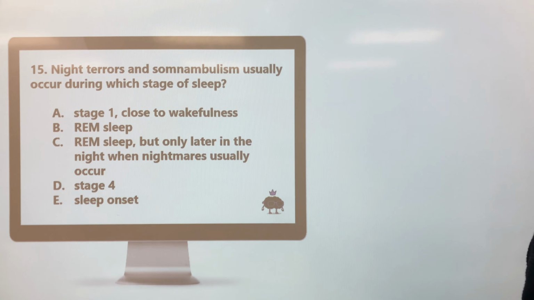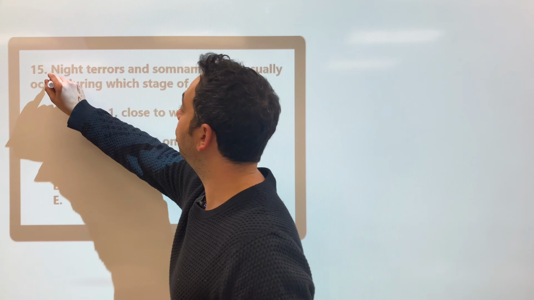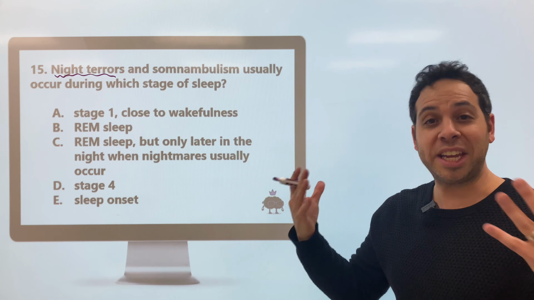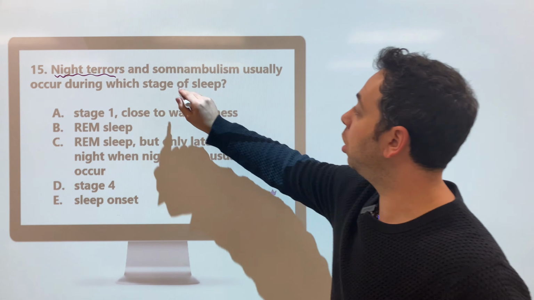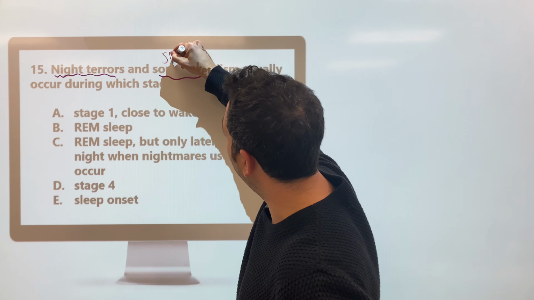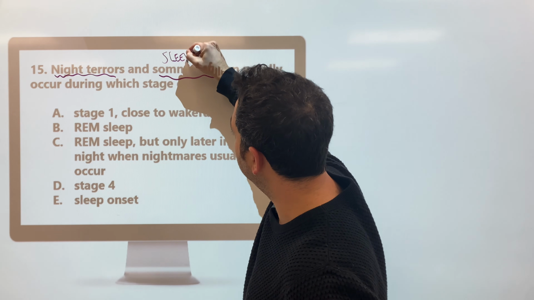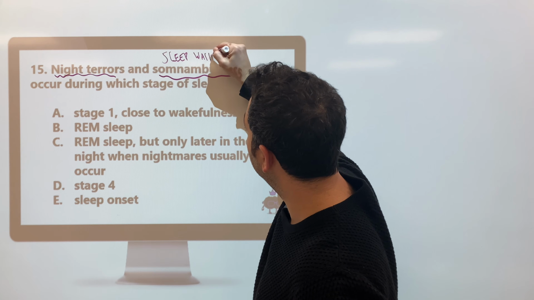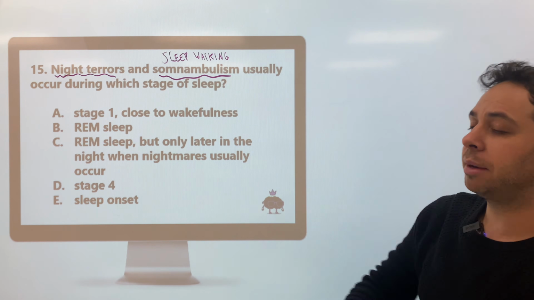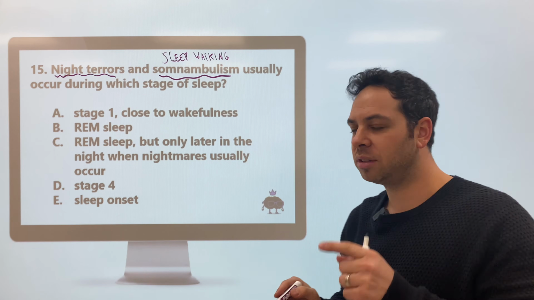All right, number 15. Night terrors and somnambulism usually occur during which stage of sleep? All right, so we have a couple of sleep disorders. We have night terrors, typically children waking up and screaming and thinking something's really terrible. And what's somnambulism? This is just a fancy name for sleepwalking. So what do they have in common? They have in common that your body is moving. I can walk down the stairs, I can move my arms. Why is that important? Let's think about it.